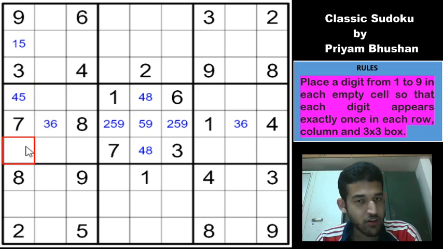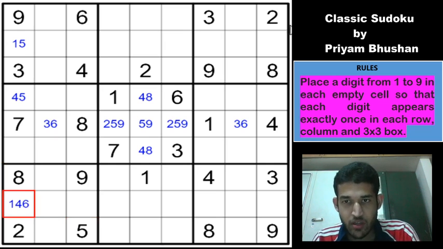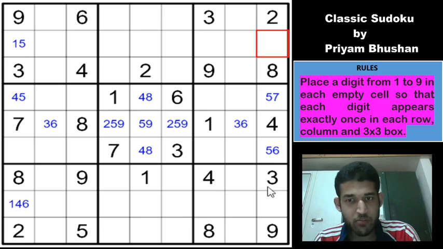And this can be any of 1, 4, 5, 6. So let us not clutter the grid too much. So this will be 1, 4, 6. Next, 2, 4, 8, 3 and 9 are given, so the remaining digits are 1, 5, 6 and 7. This cell can't be 1 or 6, so this will be 5, 7. This can't be 1 or 7, so this will be 5, 6. And both of these cells can be 1, 5, 6 and 7.